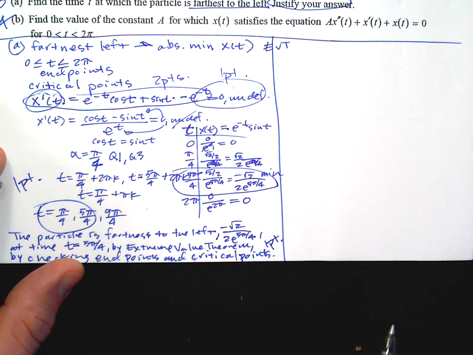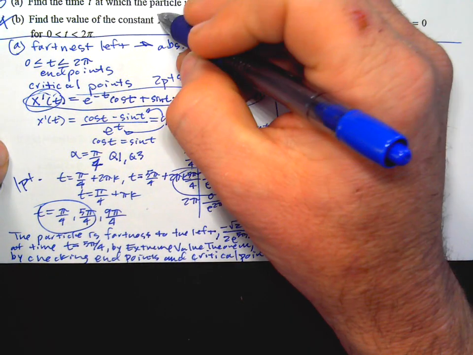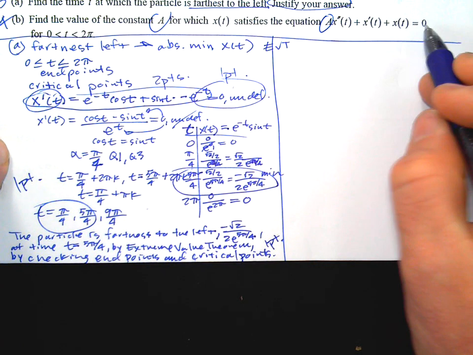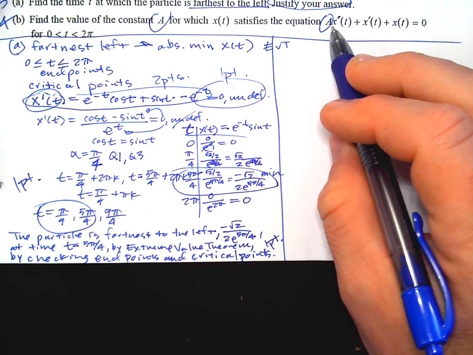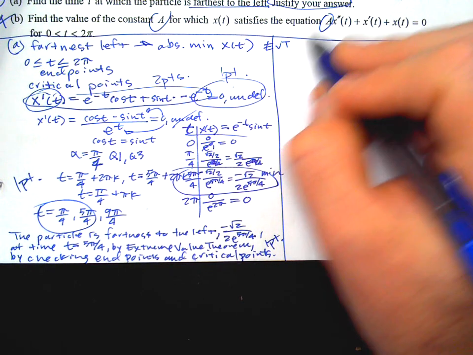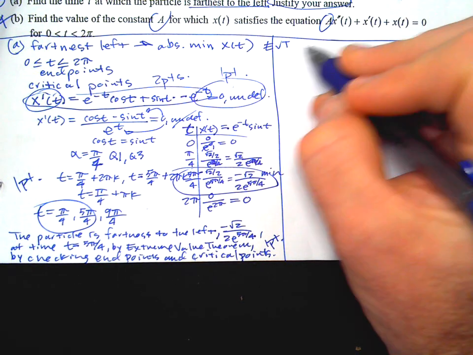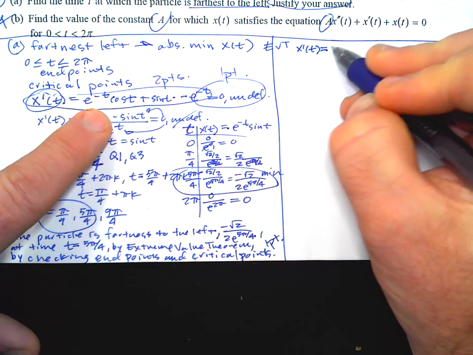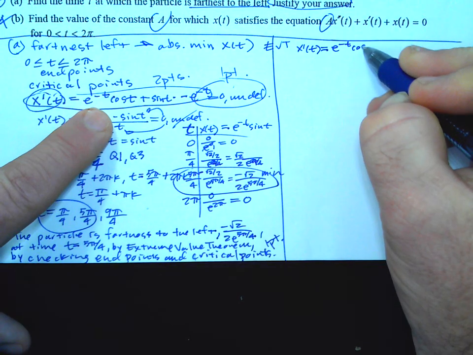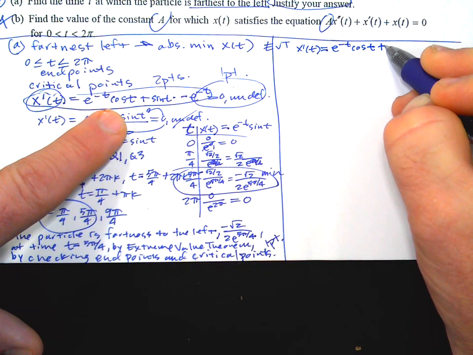B, find the value of a constant A for which x(t) satisfies the equation A x double prime t plus x prime t plus x(t) equals 0 for 0 to 2 pi. We're trying to figure out what A is in this equation that makes this true. Well, the first thing to do is to probably find all these x things and plug them in and see what happens. So we already have x(t). We need x prime t, which I think we just figured out over here, right? So we could just write that down again or not even necessarily write it down. We're going to end up plugging it in.